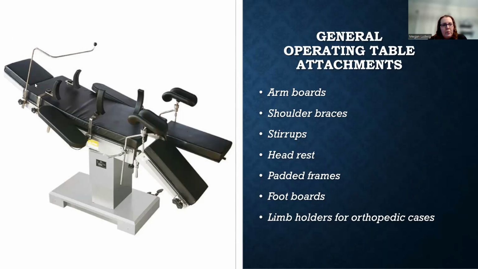You have a different type of headboard. This could be to hold the drapes out of the way or something like that. These are shoulder braces. These are for side braces. These legs can raise and lower independently, for ortho cases usually.